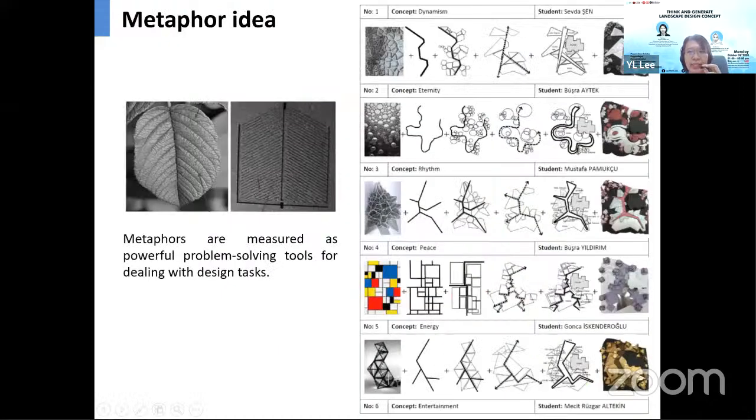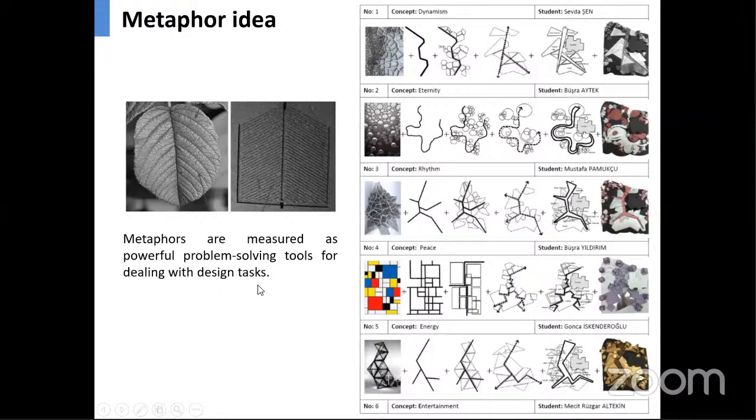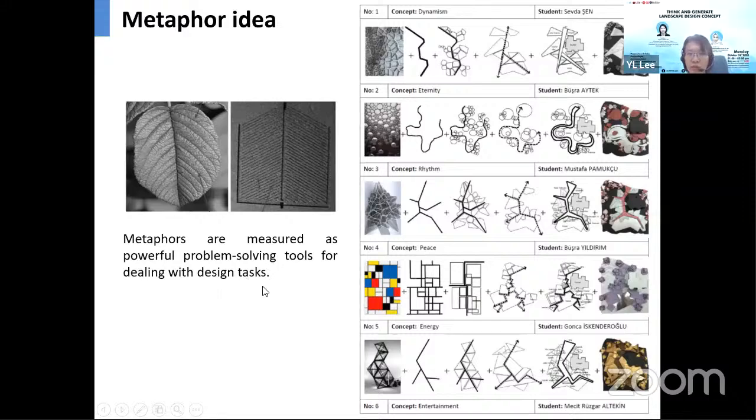Metaphor idea, as I said just now, is very familiar for all of you as architecture students. Metaphor is physical; you can see the translation. Let's say you can see the images here, a leaf, the lines, how they translate through the idea of the product. So metaphor is regarded as a powerful tool for dealing with design tasks. Metaphor idea is not just a physical translation idea. It also helps you to solve a problem when you do a design.